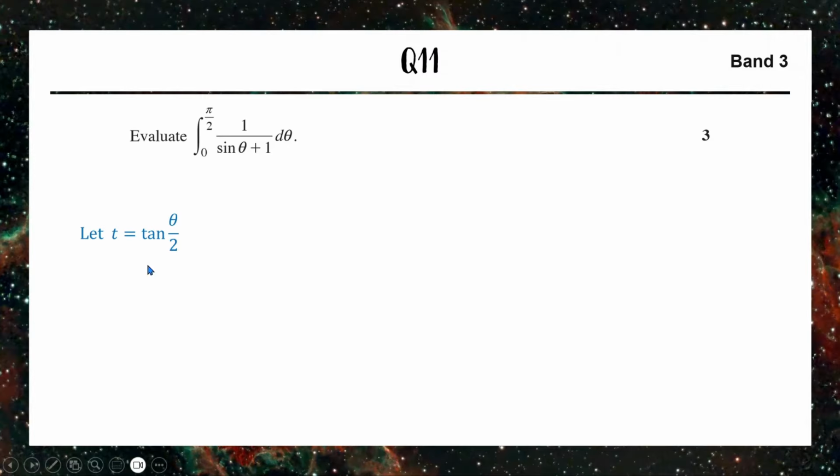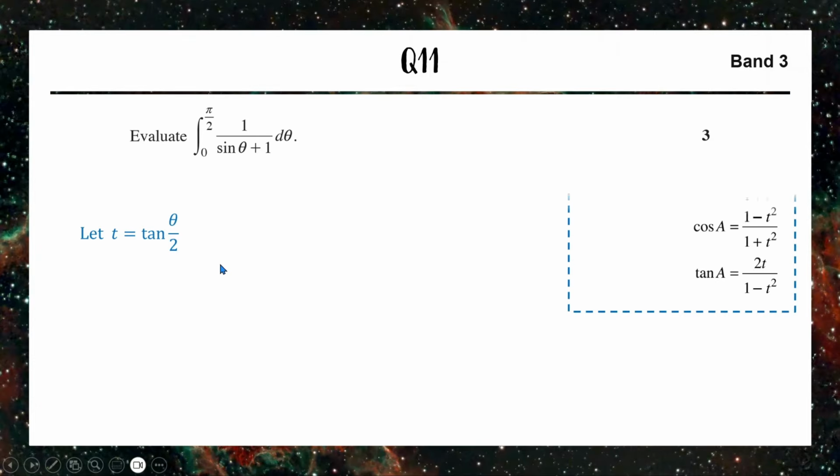Hopefully you have some experience with this substitution. Of course, all the substitutions you're going to need are on the reference sheet. So we have sine, cos, and tan in terms of t. And so we're going to use these substitutions to transform this integral into an integration involving t instead of theta, and hopefully that will be easier.